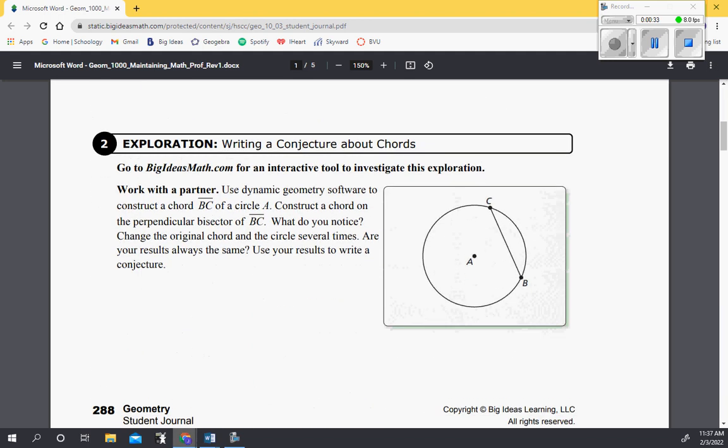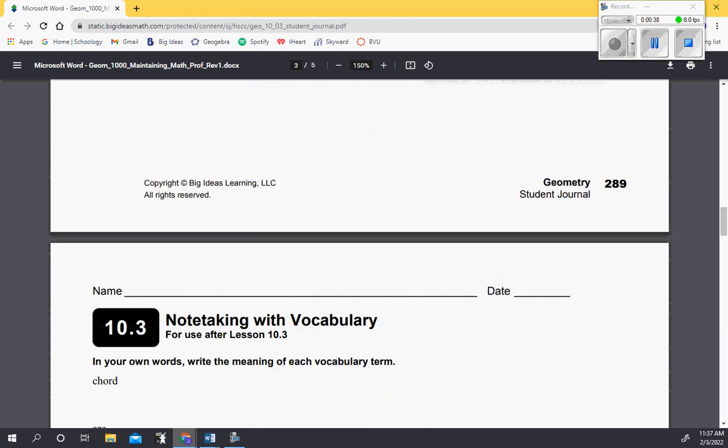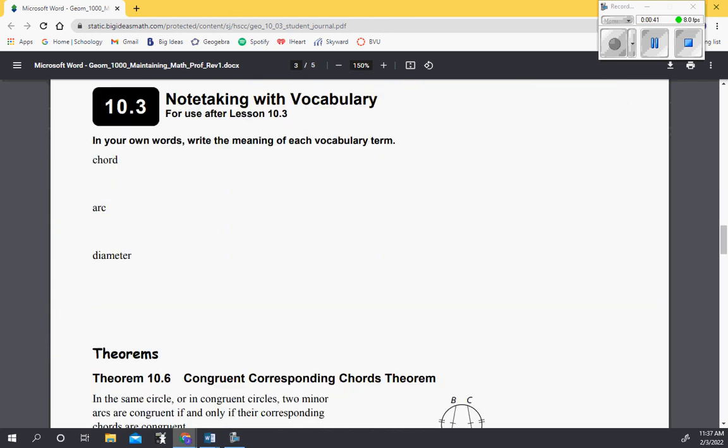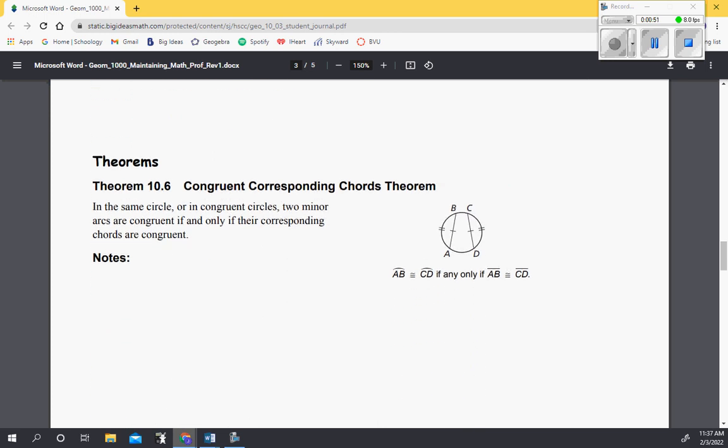We're going to skip the majority of the first part here, and we're going to get down into definitions. We know chord, arc, and diameter from the last two lessons, so we should know those. Let's get into these theorems here. The congruent corresponding chords theorem. In the same circle or congruent circles, depending on what we are given here, two minor arcs are congruent if and only if their corresponding chords are congruent.